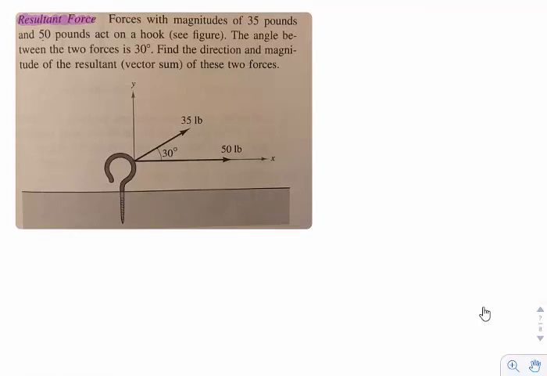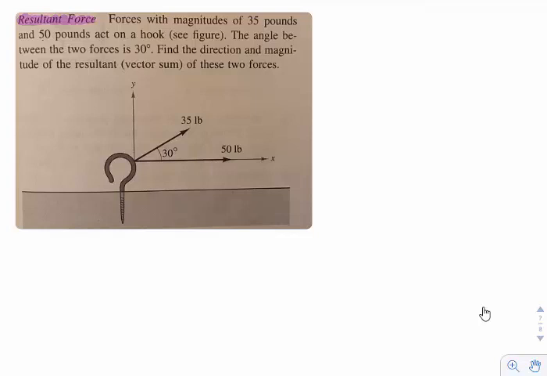So here we go. These two problems have some pictures to help you out. This first one has forces with magnitudes of 35 pounds and 50 pounds acting on a hook, which is shown in the figure down below. The angle between the forces is 30 degrees, which again is in the picture below. We need to find two things here. We need to find the direction.